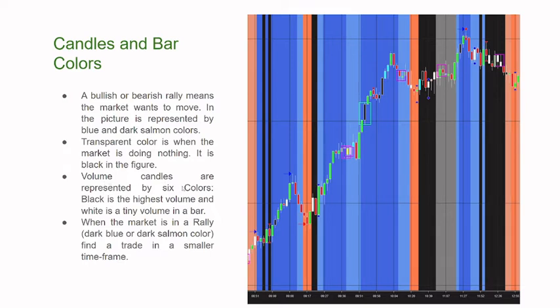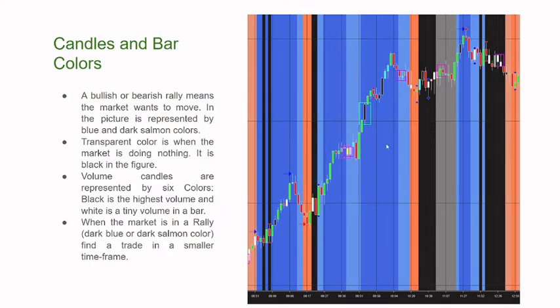Volume candles. Volume candles are very important because I have a dark candle, a black one, when the volume is statistically high. Very high volume is in this bar, in this bar, in this bar, and in this bar. As I don't pay attention when the market is going nowhere, I don't care if I have a high volume bar here.